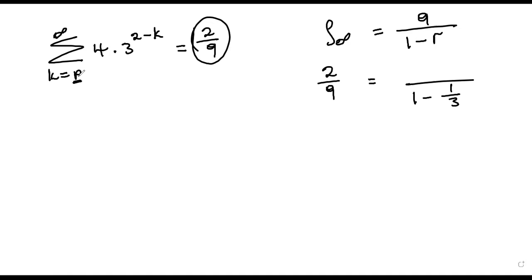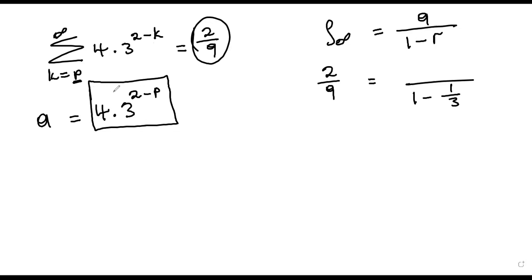But now that P, when you substitute it, you are going to get the first term. So meaning the first term is equal to 4 times 3 to the 2 minus P. This is the value of the first term. So it means we are going to be able to determine the value of P from the value of the first term. So now that we understand A is the first term, instead of writing it as A, we are just going to say 4 times 3 to the 2 minus P. Because that's what we need for the sum to infinity.